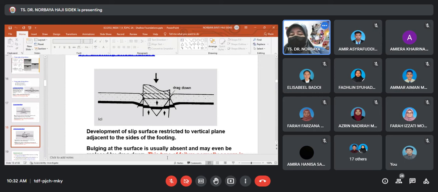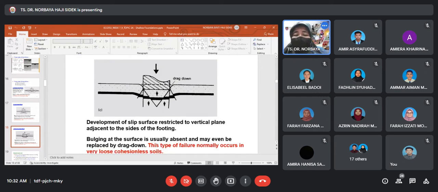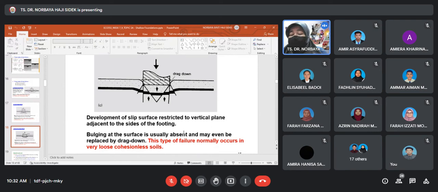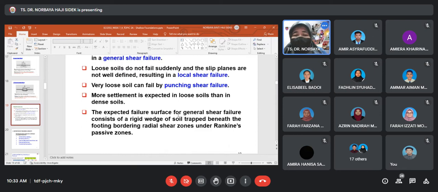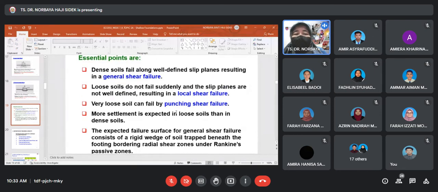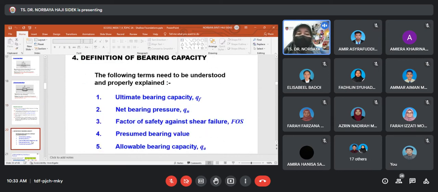Okay, for the development. So this is the type of failure that normally occurs in very loose cohesionless soil. I really hope that you still remember the meaning of cohesive and cohesionless soil. So this is the point that you need to take into account. What's the meaning of general shear failure, local shear failure, and punching shear failure, right? Then the next one is the definition of the bearing capacity.